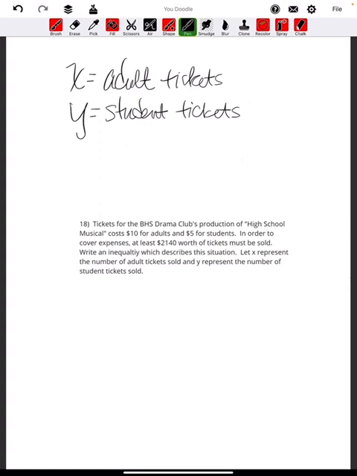So here we're asked to find an inequality. Remember, inequality means it's not going to be equal to. It's going to be either greater than or less than or greater than or equal to or less than or equal to. So the first thing you want to do is you want to set up the X and Y. So for adult tickets, we're told that we are paying $10 for adult tickets and $5 for students. So that means that we're going to say 10 times X, which is our adults, and we're going to say 5Y for our students.